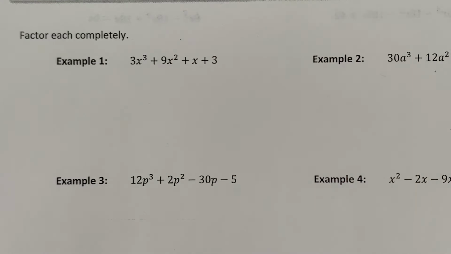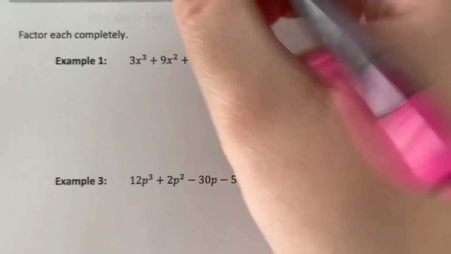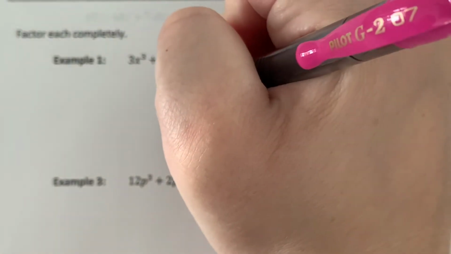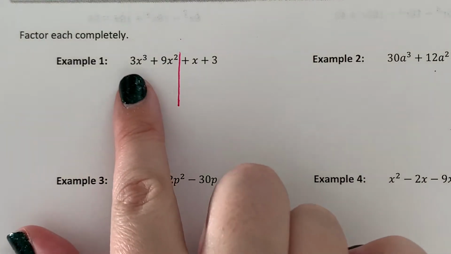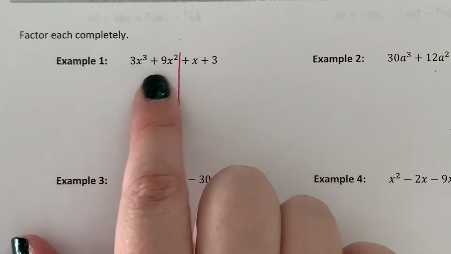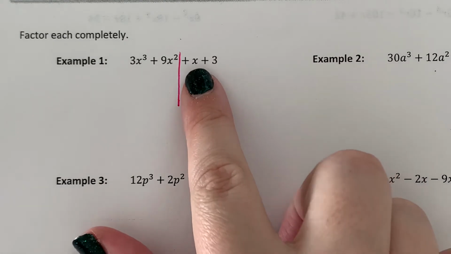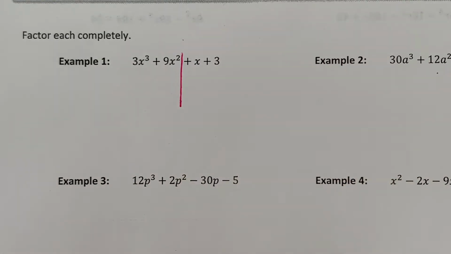On to step 2, I need to split my polynomial into 2 groups, the first half and the second half. So what I like to do with my pencil is simply draw a line like this, and I'm splitting it into 2 groups. My first half, I'll look at my first and second term, and then for my second half, I'll look at my third and fourth term. So I split it into 2 groups.